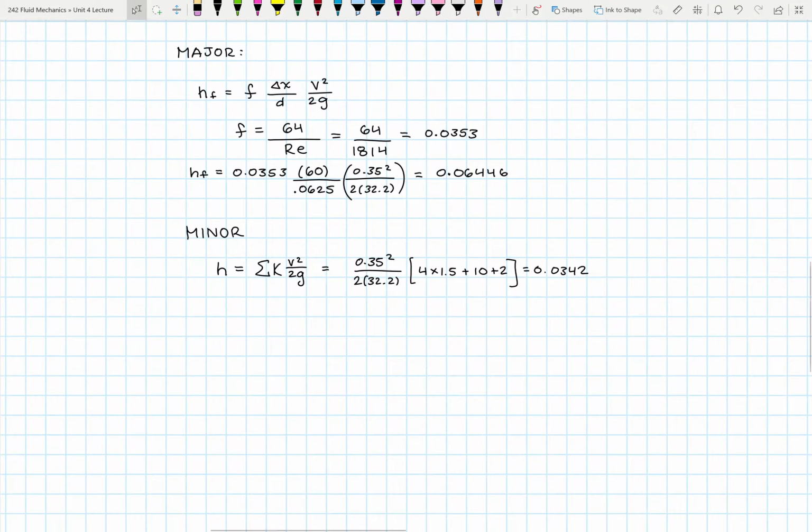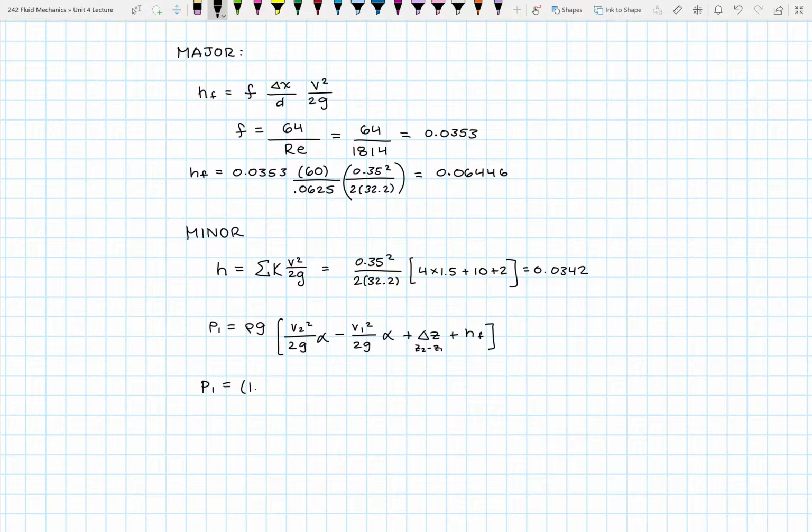And then, if you remember our equation, P1 equals rho g times V2 squared over 2g times alpha, minus V1 squared over 2g times alpha, plus our delta z term, which was z2 minus z1, plus our losses. Alright, so we have everything we need. We can go ahead and plug in. You know the drill at this point. Plug in all of our knowns.